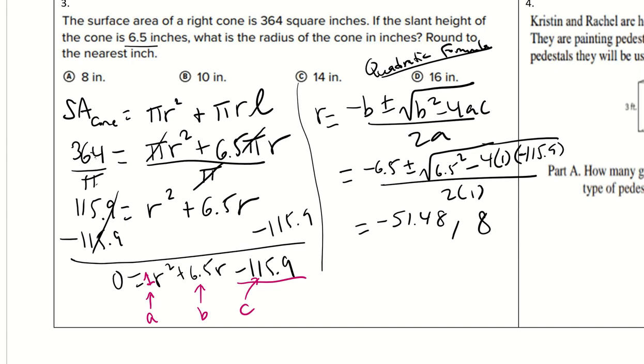Now, obviously, 8 is going to be the answer we want to use because we don't want the radius to be negative, right? That doesn't make any sense. So we're not going to use that answer. That means the radius is 8, so we're going to say it's 8 inches for the radius.